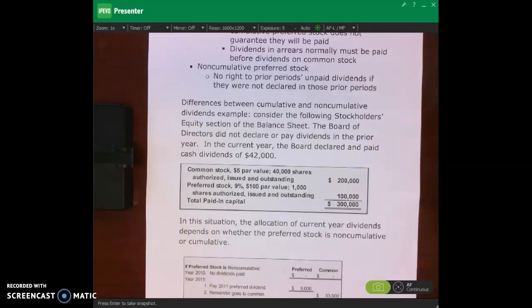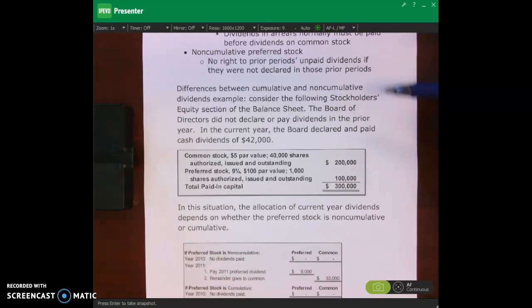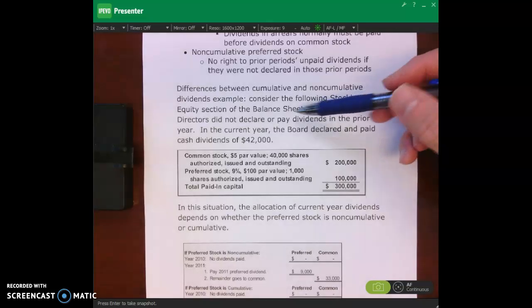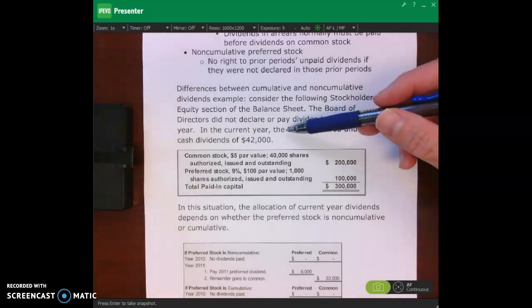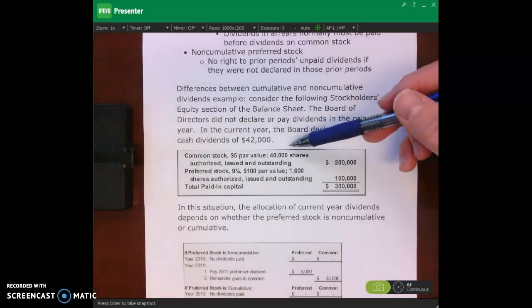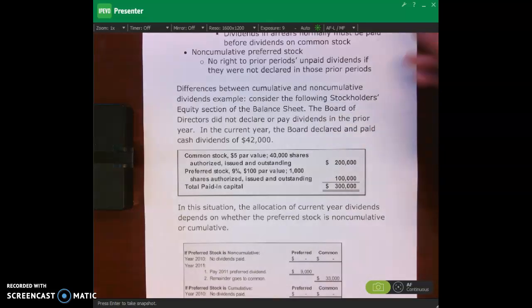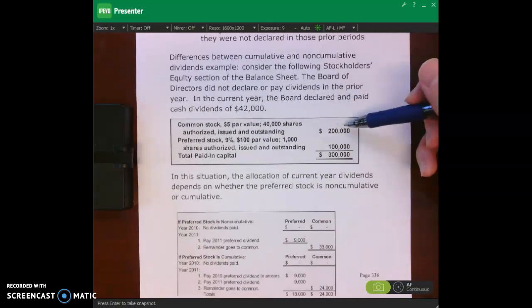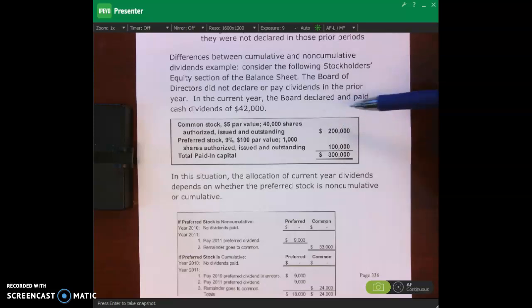cumulative versus non-cumulative. Okay? So when we look at this example, it says, consider the following stockholders' equity section of the balance sheet. The board of directors did not declare or pay dividends in the prior year. But in the current year, the board declared and paid dividends of $42,000. Okay? So this shows us our statement of stockholders' equity right over here.